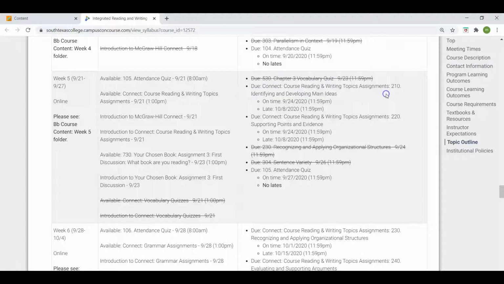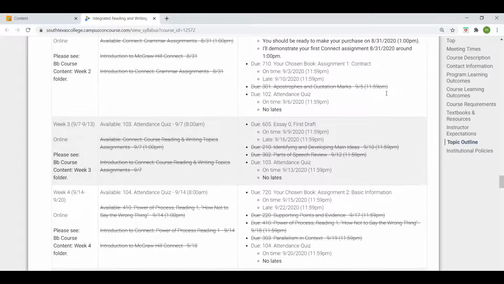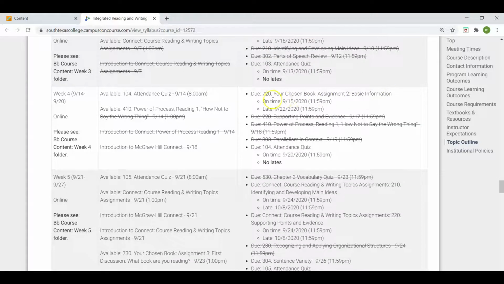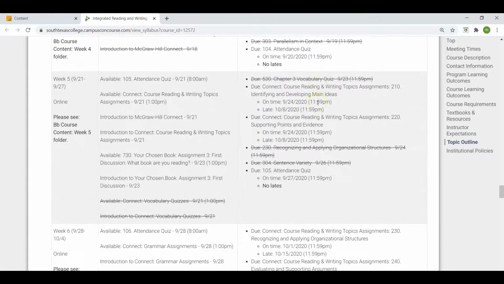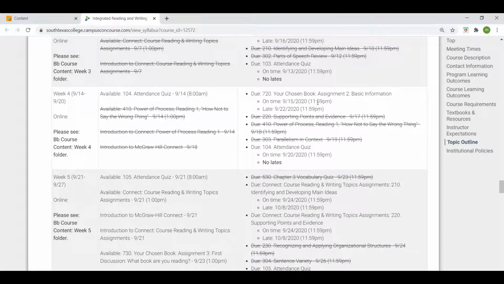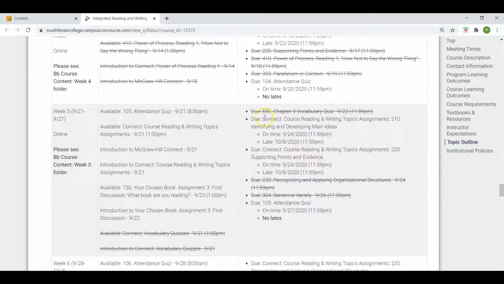Okay. And so now it's clear not only what the late deadline is, but also, especially for Connect assignments, what kind of assignment it is. It's Connect and it's course reading and writing topics, that one and this one, right? I also am using bullets to provide both the on-time deadline and the late deadline, right? Because that makes it a little easier to see.